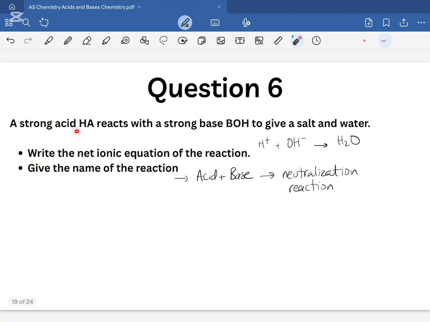For question 6, they said a strong acid reacts with a strong base. We went over this before, and when we have a strong acid and a strong base, this is going to be the net ionic equation. And this net ionic equation, or the equation in which we have an acid with a base, could be a strong acid, strong base, or it could be a strong acid, weak base. If it's an acid and a base, then we call it a neutralization reaction.